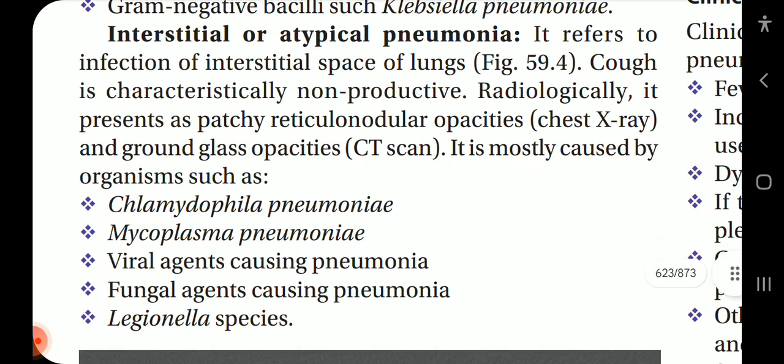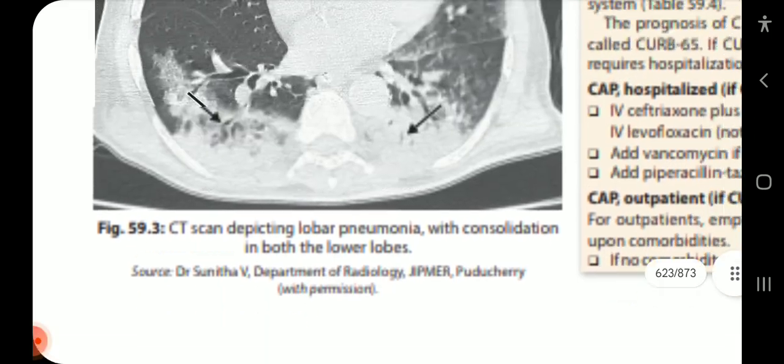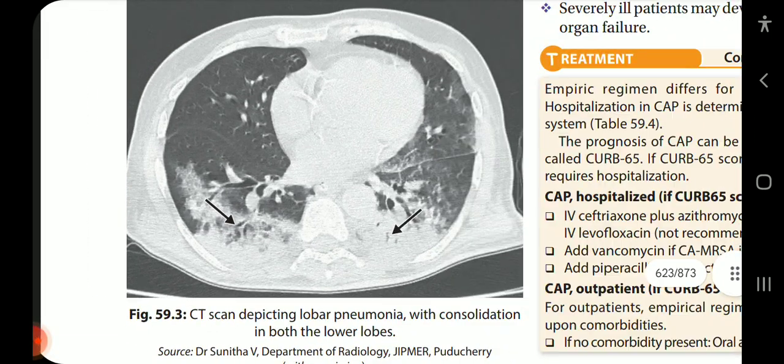Interstitial or atypical pneumonia refers to infection of the interstitial spaces of the lungs. Cough is characteristically non-productive. Radiologically, it presents as patchy reticulonodular opacities on chest X-ray and ground glass opacity on CT scan. It is mostly caused by organisms such as Chlamydophila pneumoniae, Mycoplasma pneumoniae, viral agents, fungal agents, and Legionella species. This is a CT scan depicting lobar pneumonia with consolidation of both lower lobes.